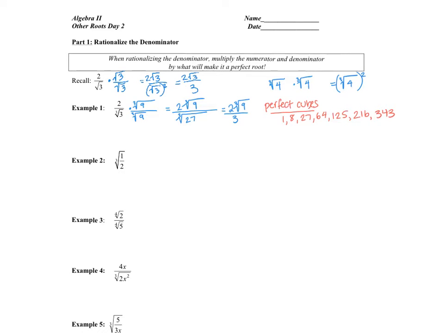We just rationalized the denominator because we started out with the cube root of 3, which is irrational, and we ended up with 3, which is a rational number. So this is our simplified answer.